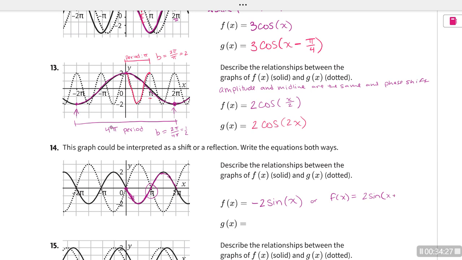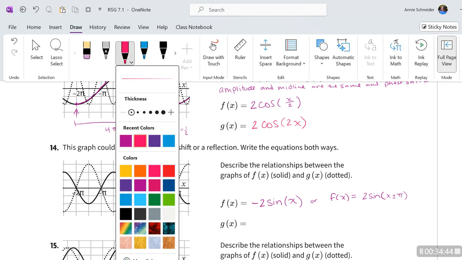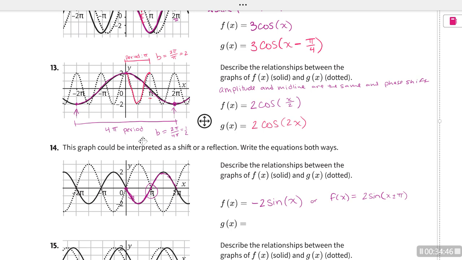So x, I guess I'll put plus pi, but it could be left or right, plus or minus pi, it doesn't matter. I could have done that as well. I'll put plus or minus, it didn't make a difference there. Okay, so our next graph. Our amplitude is different this time because my high value looks like it is 3 and my low value looks like it's negative 3.